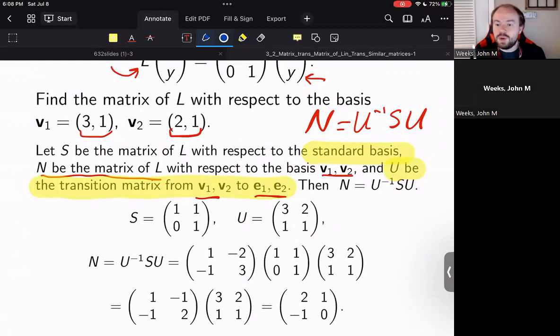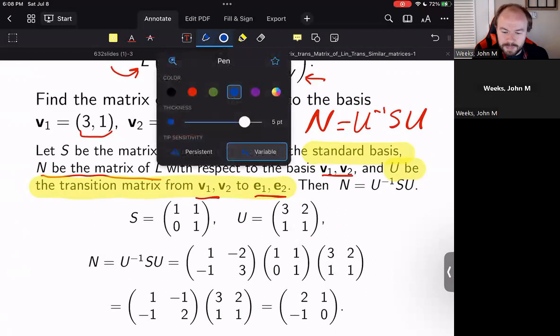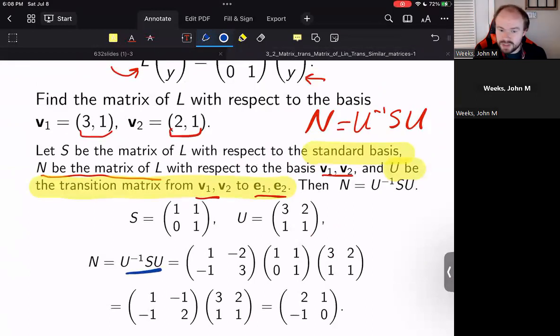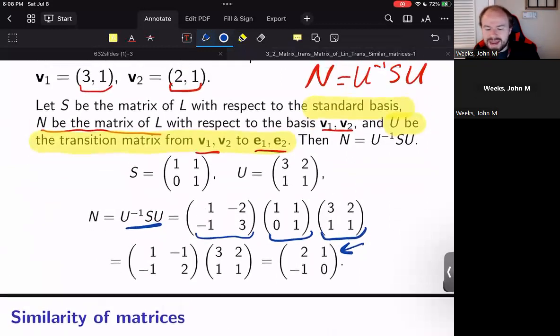They need to be multiplied in order to find the similar matrix N. So we're going to multiply U inverse times S times U. Here is U inverse. I can go through and invert this matrix, noting that it is a determinant 1 matrix. I can just flip the diagonal entries and negate the off-diagonal entries here. Multiply times S and then multiply times U. Putting that all together, we'll take a look. We've got the same matrix that we had in solving it the other way. So a pretty neat way of using similar matrices to make this connection here.